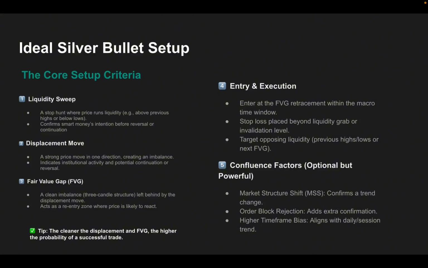So we want to see a strong price move in one direction, and essentially, it has to create an imbalance. If it doesn't have an imbalance or a fair value gap, then we do not have a trade, because the fair value gap confirms the displacement. Third of all, fair value gap. We want to see a clean imbalance, not just a tiny little imbalance. When we get to the charts, I'll show you a bad example of a silver bullet setup, but essentially you just want to see a nice clean fair value gap that's been left open after the displacement move.